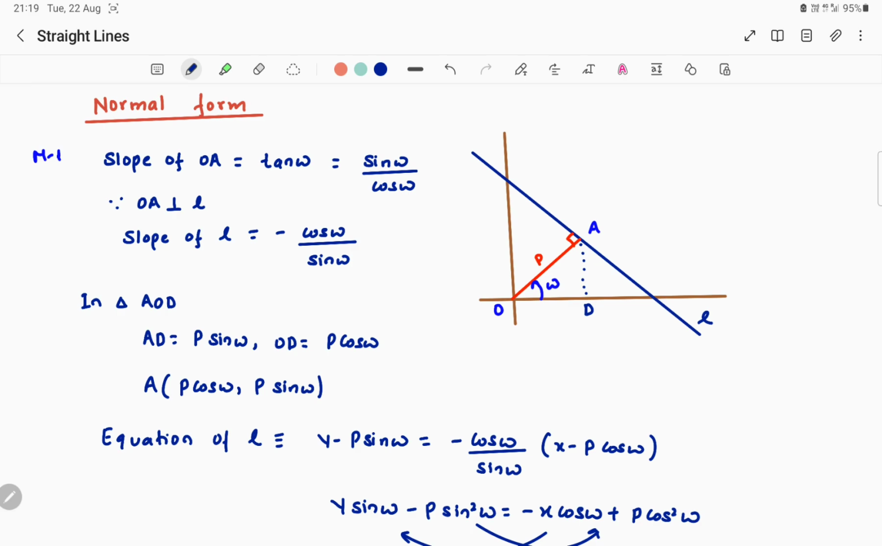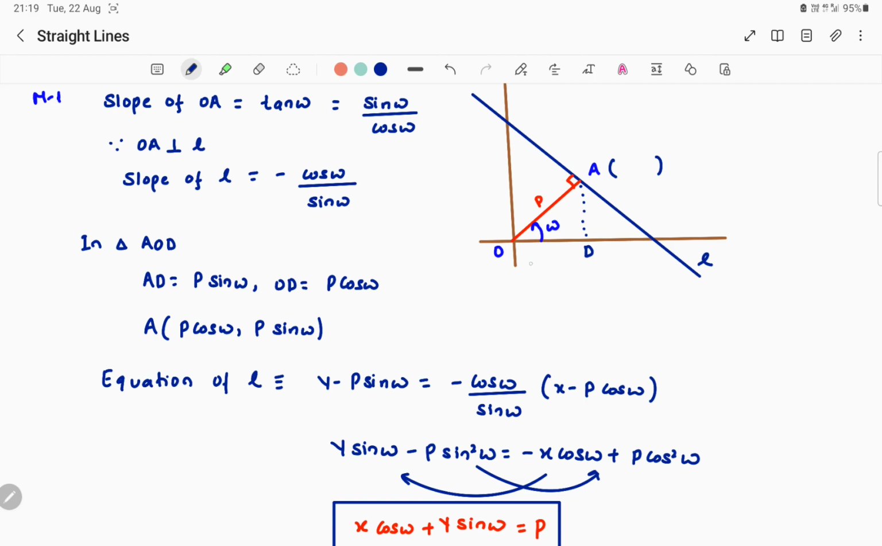Okay. Now I'm trying to get the coordinates of A. You can see OD can be written as what? Cos omega is OD by OA, isn't it? So OD is OA cos omega. OA is P, so OD is P cos omega. Similarly, AD is P sin omega. So the coordinates of A are P cos omega, P sin omega.